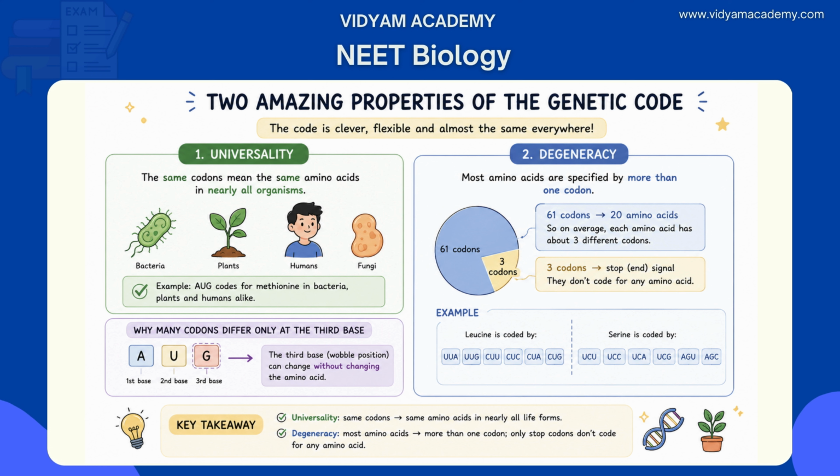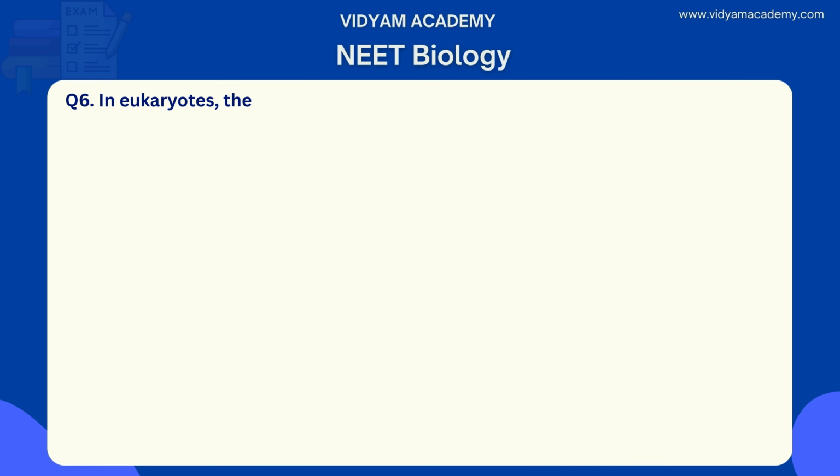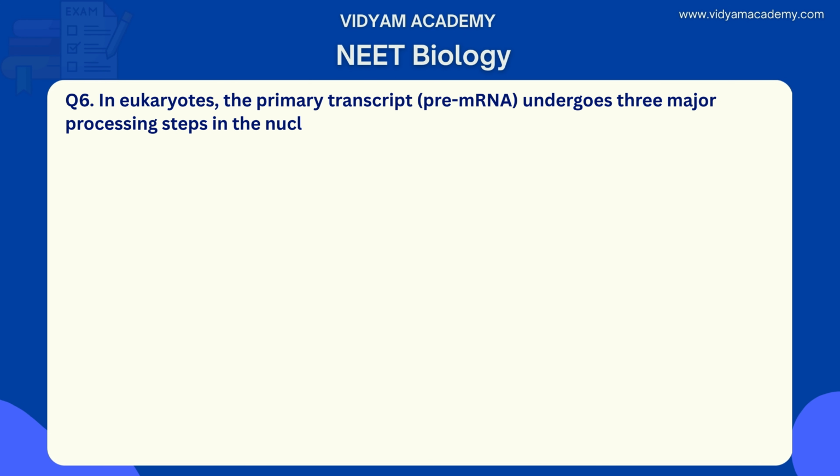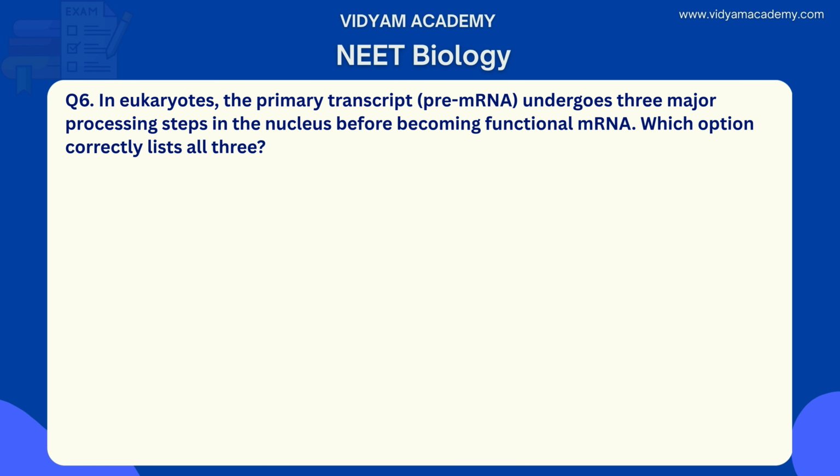That's universality: the same codon specifies the same amino acid in nearly all organisms. Degeneracy: most amino acids are encoded by more than one codon. This is exactly the right answer for this question. Next, move to question number 6. In eukaryotes, the primary transcript, pre-mRNA, undergoes 3 major processing steps in the nucleus before becoming functional mRNA.